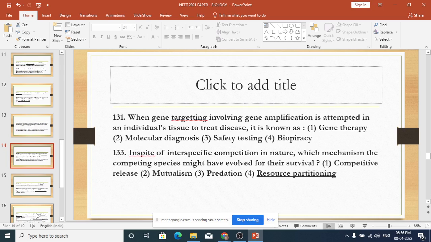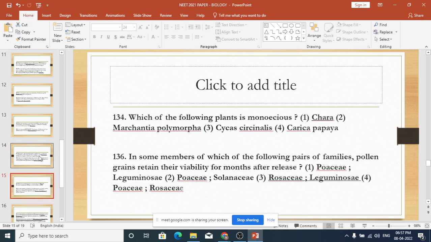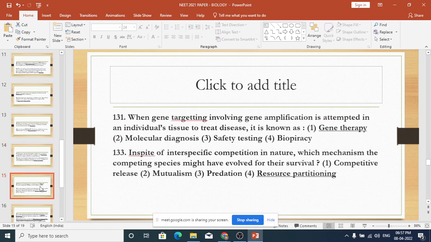In spite of interspecific competition in nature, which mechanism might the competing species have evolved for their survival? They say resource partitioning. Okay, I think common sense says that may be the answer, and that is the answer given by the keys. Okay, go to next.